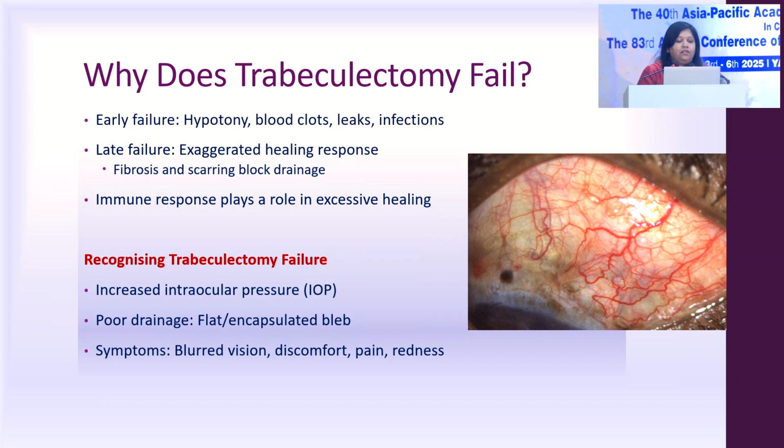How do you recognize trab failure? You have increased IOP and poor drainage, that is a flat or an encapsulated bleb, which you can see on your right side. It's a totally vascularized flat bleb. And of course, the patients may be symptomatic. If the pressures are really high, they may have blurred vision, discomfort, pain, and redness.